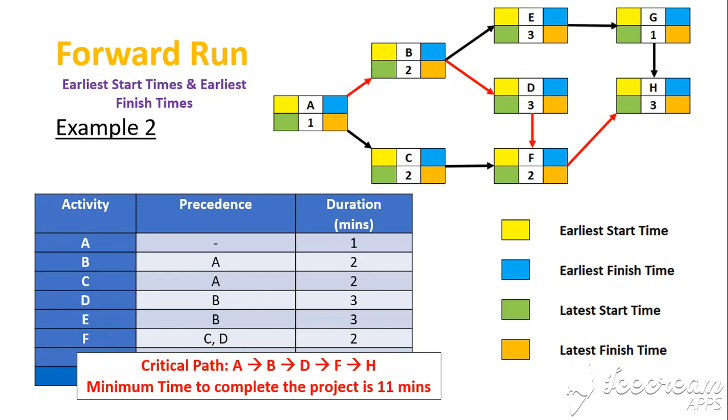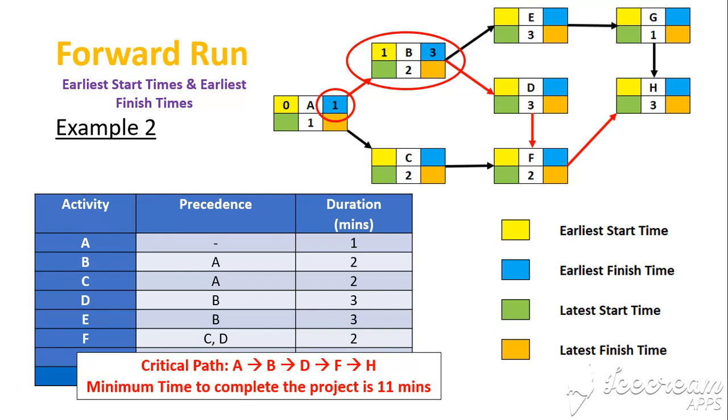Right, we're going to start with the forward run, which is the earliest start and finish times. Let's start at activity A. It starts with the earliest time of 0, which is the beginning of the project. It takes 1 minute to complete, so A will finish at the earliest of 1 minute. We move on to activity B. Notice activity A finishes earliest at 1 minute, so activity B starts at 1 minute, takes 2 minutes to complete, and it will finish at 3 minutes.